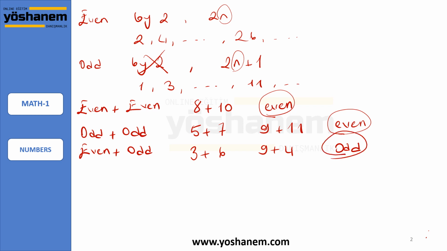In subtraction, everything is the same. You can give any example for each, like we did for addition. So even minus even is even. Odd minus odd is even. Even minus odd is odd. So this is like that.